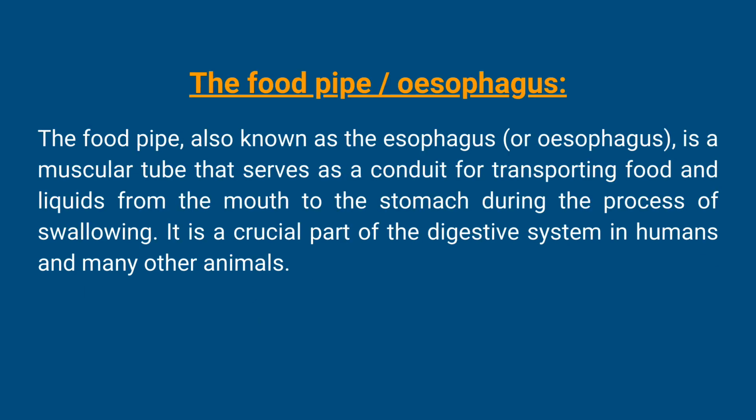The foodpipe, esophagus. The foodpipe, also known as the esophagus, is a muscular tube that serves as a conduit for transporting food and liquids from the mouth to the stomach during the process of swallowing. It is a crucial part of the digestive system in humans and many other animals.